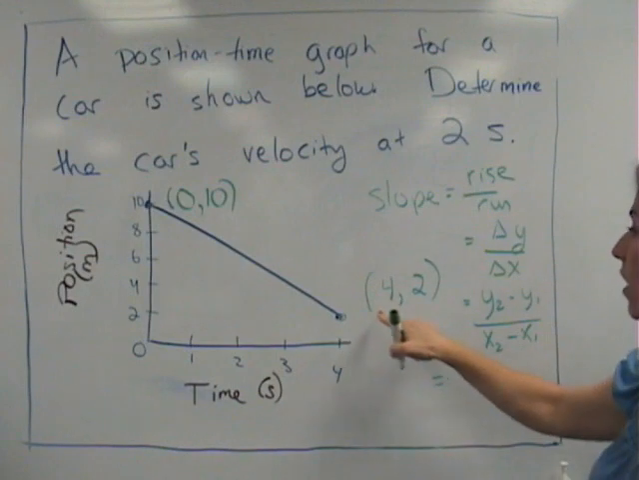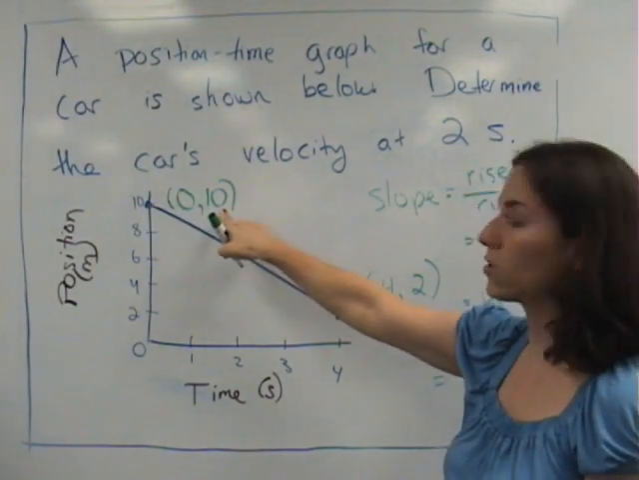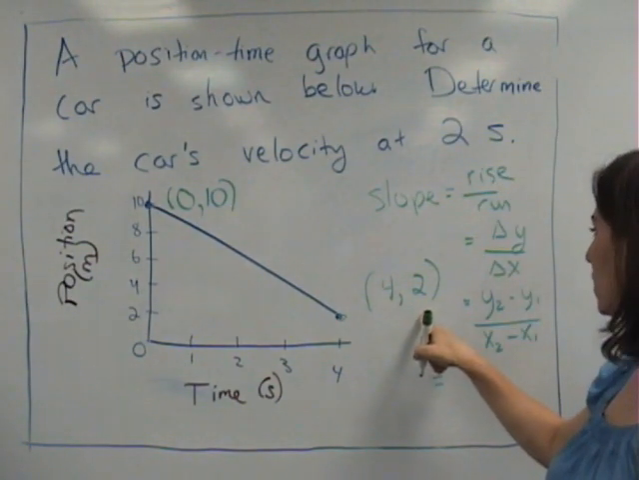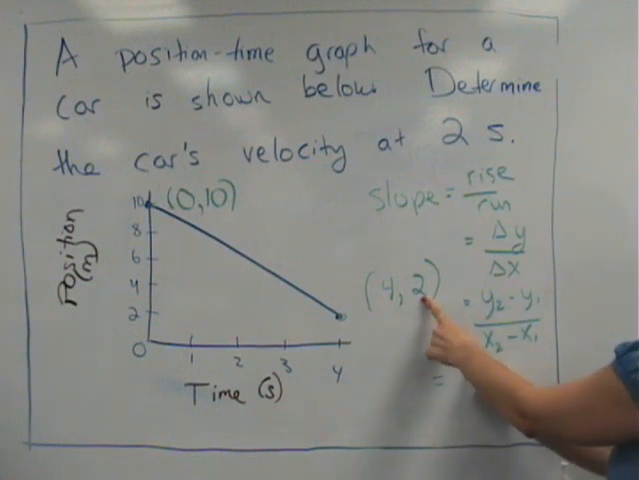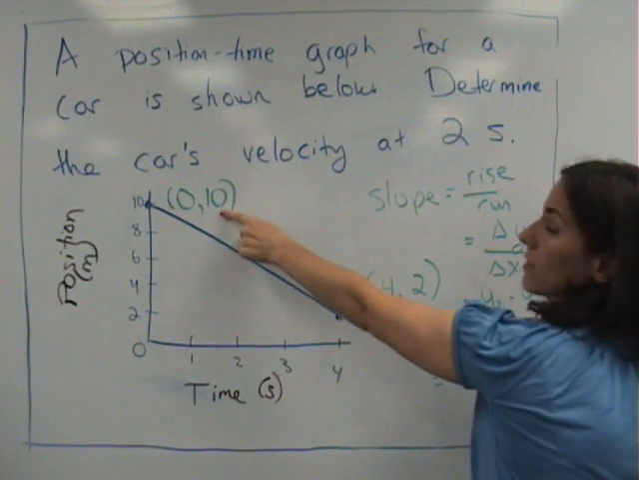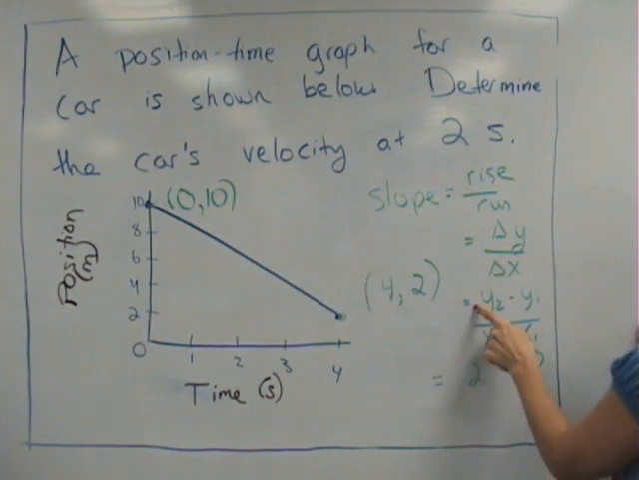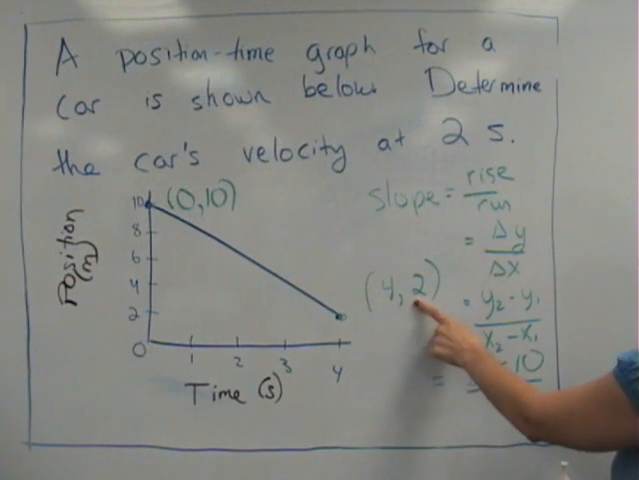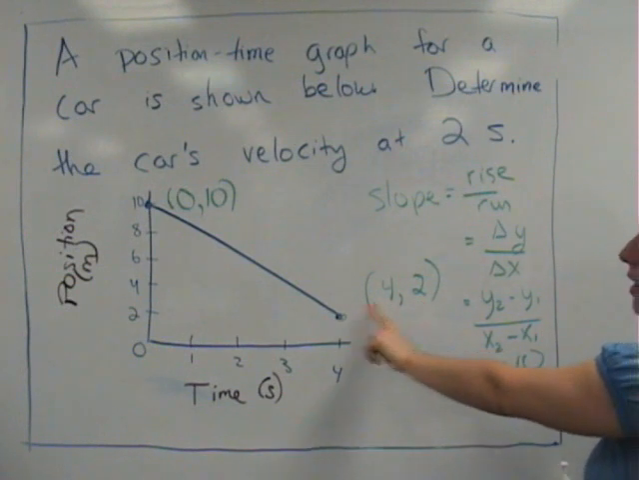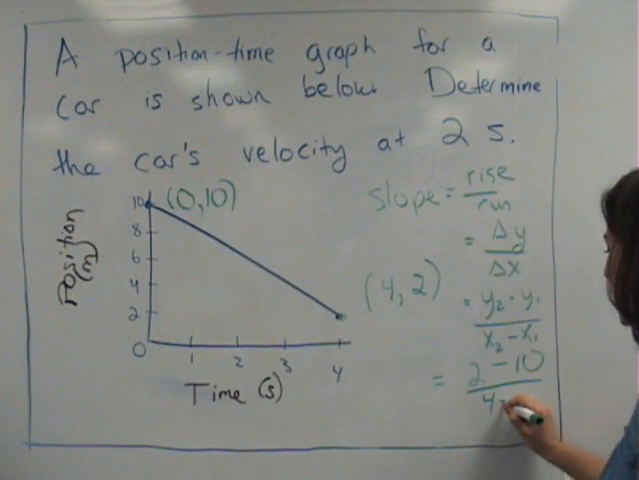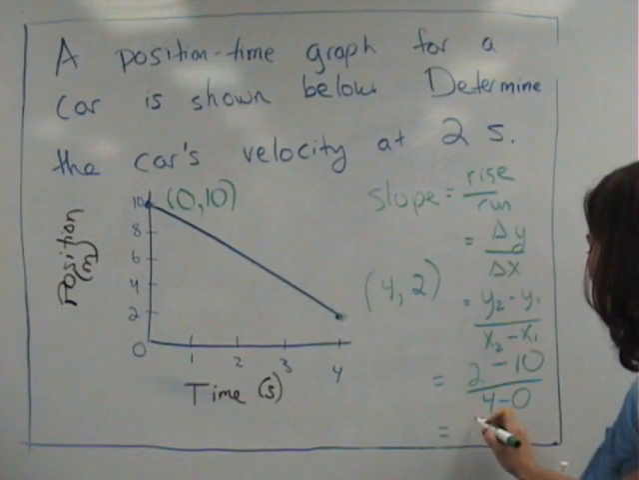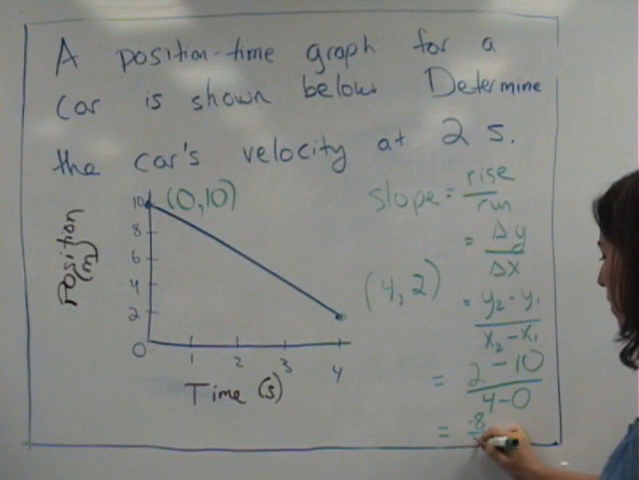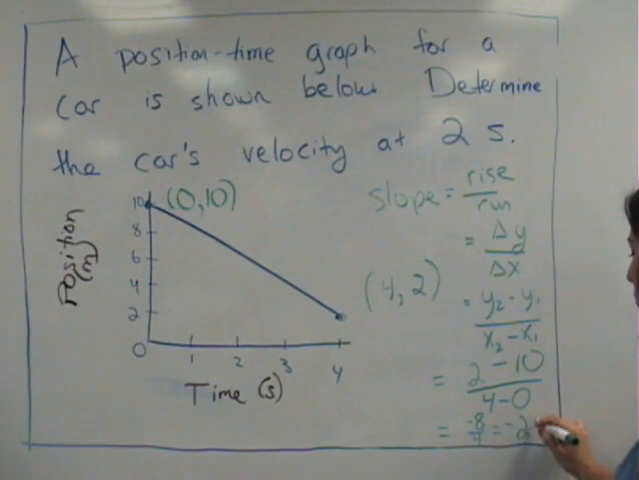So this is pretty simple since I already know here's my first x, here's my first y, here's my second x, here's my second y. So let's start with y2. y2 we said is 2. y1 is 10. So I'm going to sub those in for y2 and y1. And let's look at x2 and x1. x2 is, oh, there's my x, 4. And x1 is 0. 4 minus 0. So in my numerator, I'm going to get negative 8. In my denominator, I'm going to get 4. Negative 8 over 4, that's negative 2 meters per second.